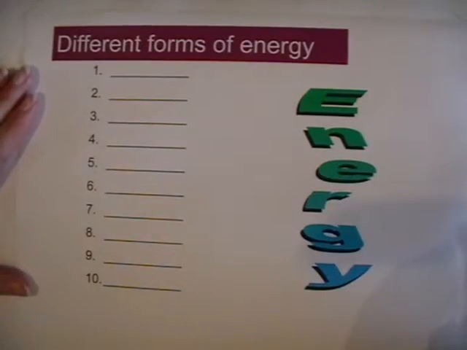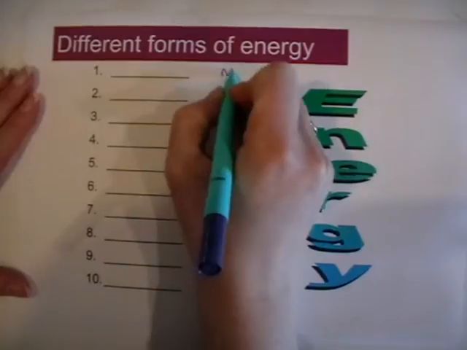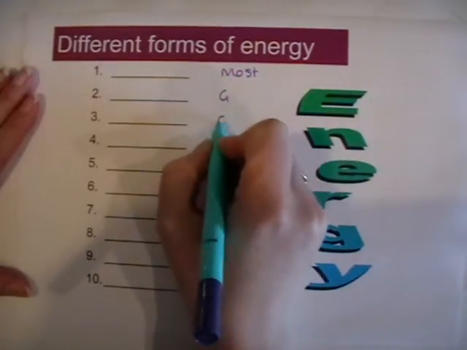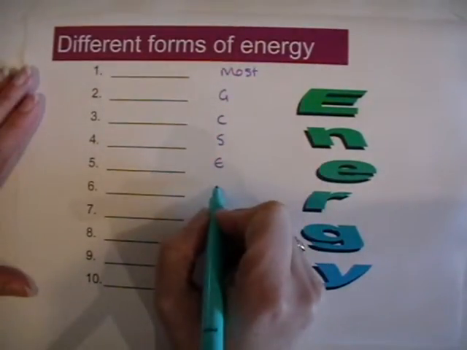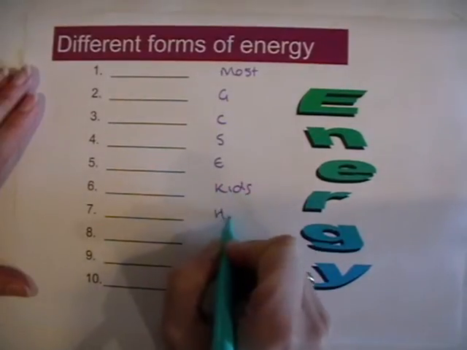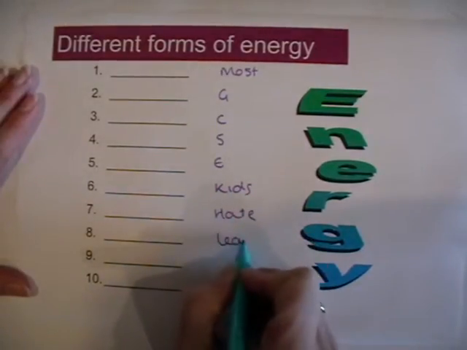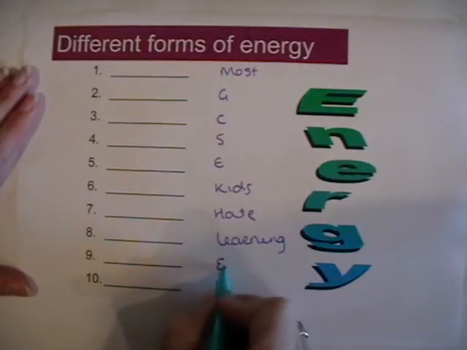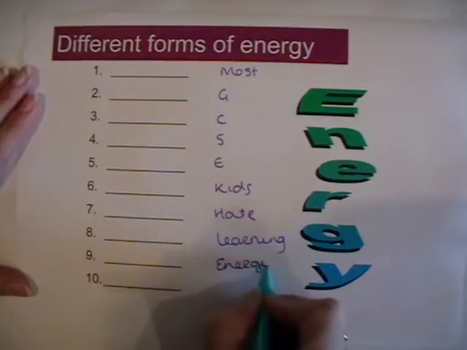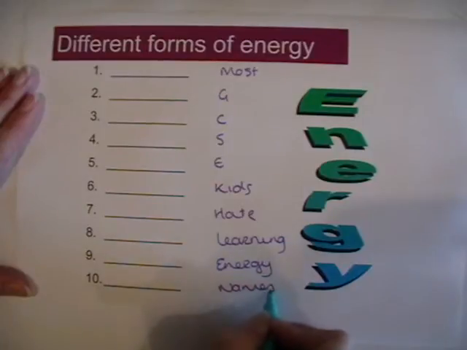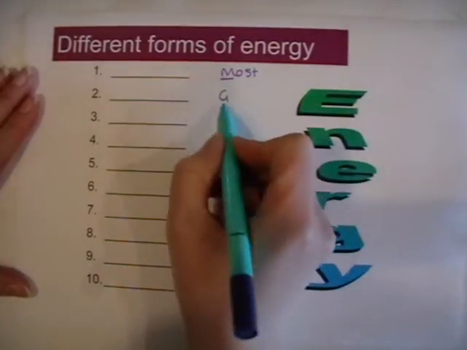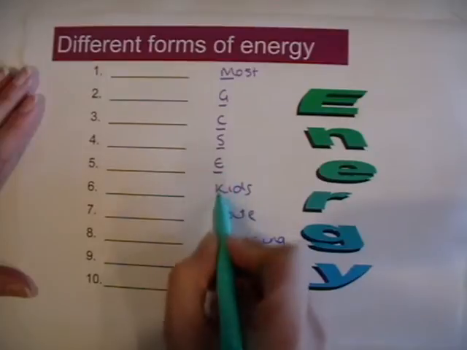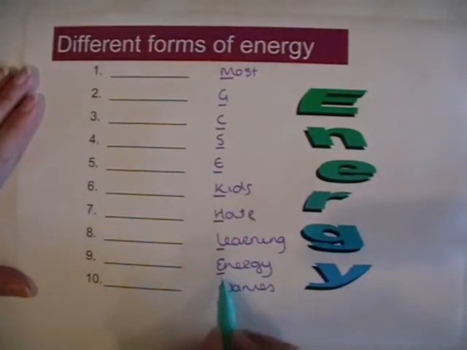And the easiest way to learn it is through a mnemonic. And the mnemonic that we use is as follows. Most GCSE kids hate learning energy names. And each of the starting letters then stands for a form of energy.